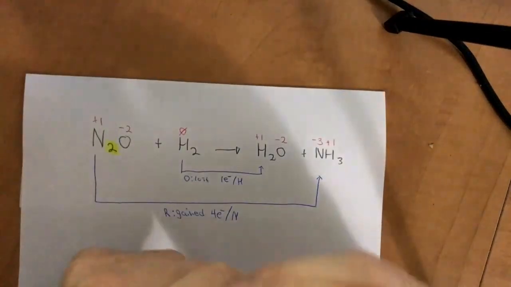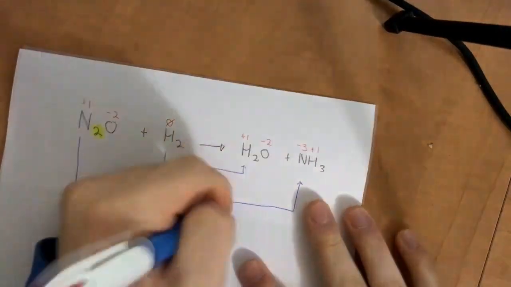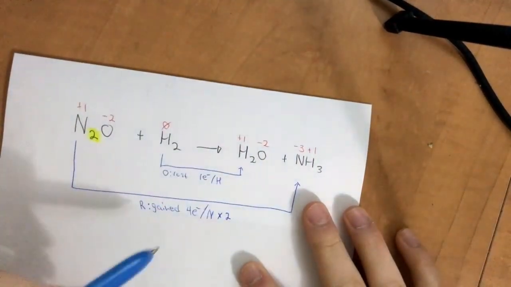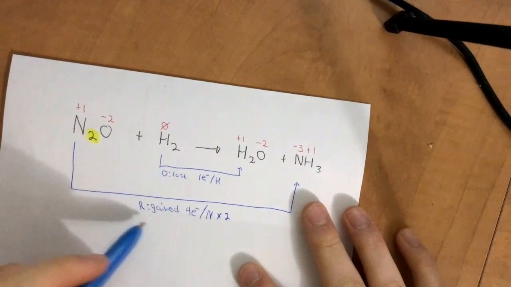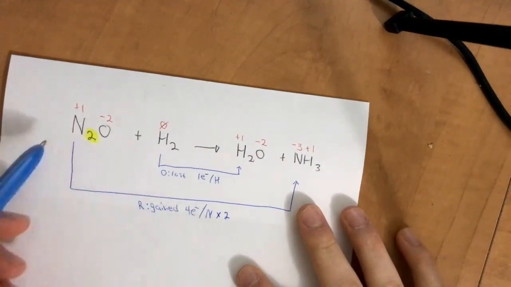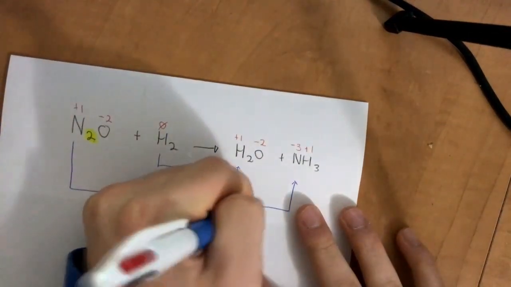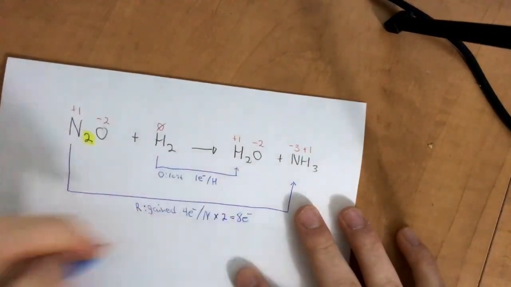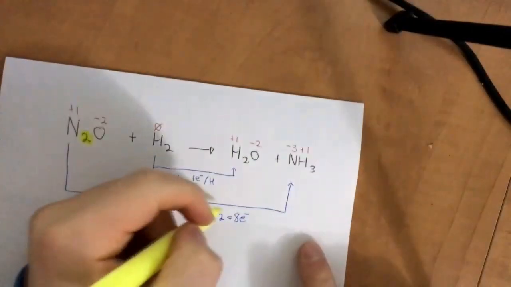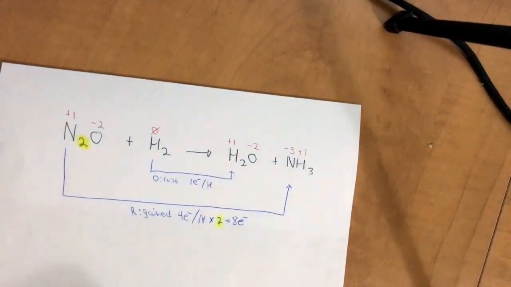Now we're going to have to put it in the actual equation here. Because we have a subscript of 2, we're going to multiply by 2. And the reason why we're doing that is because here it says we gained 4 electrons per 1 nitrogen atom. In this case, we have 2, so we multiply by 2. Now we have a total of 8 electrons here. We're going to highlight the multiplier in the reaction as well, the 2 there.